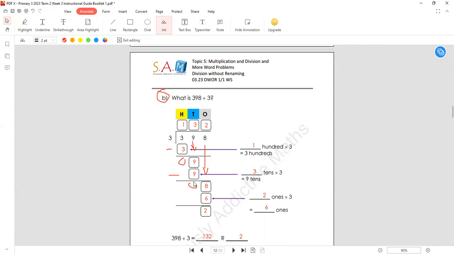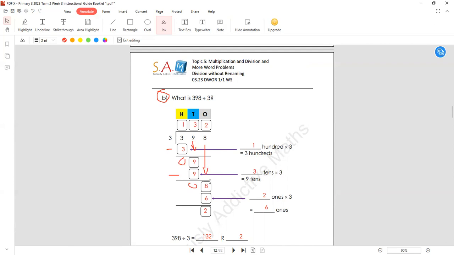Can 8 be divided by 3? If 8 cannot be divided by 3 evenly, then they need to think about 3 times which number will give you a number that is closest to 8 but less than it. So they can try multiplication. 3 times 1 equals 3. Too far away. How about 3 times 2? 3 times 2 equals 6, possible. 3 times 3 equals 9, that's too much. So hence it's 3 times 2.